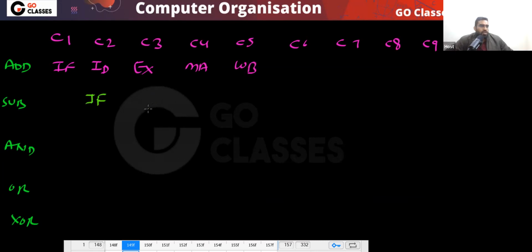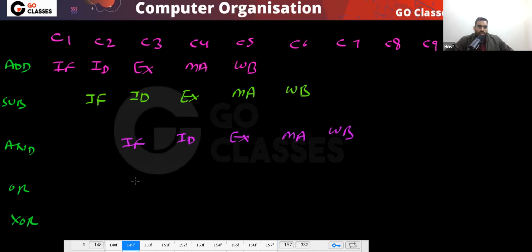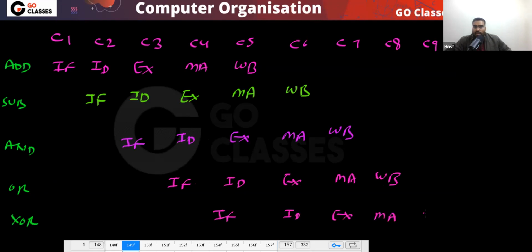In cycle C2 we will fetch the subtraction, then decode it and read the registers, then it will go to the execution phase, then the MA phase, then the WB phase. Similarly this AND goes through IF, ID, EX, MA, WB. Similarly this OR goes through instruction fetch, instruction decode, execution, MA, WB. That's it.